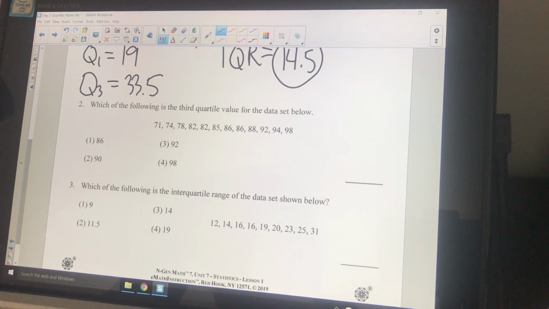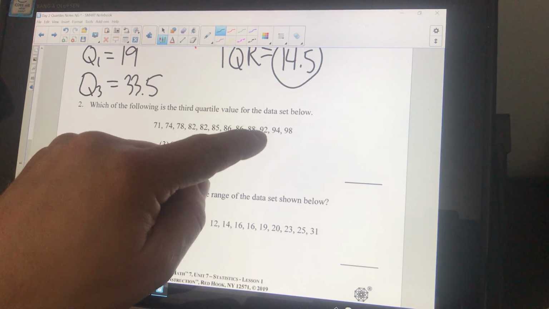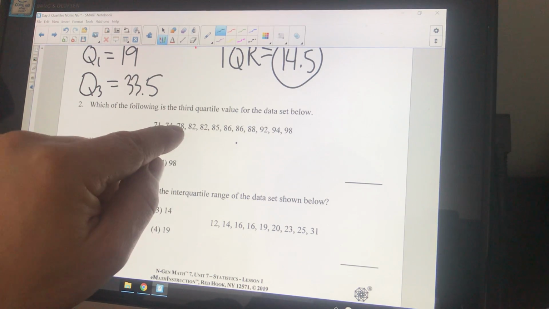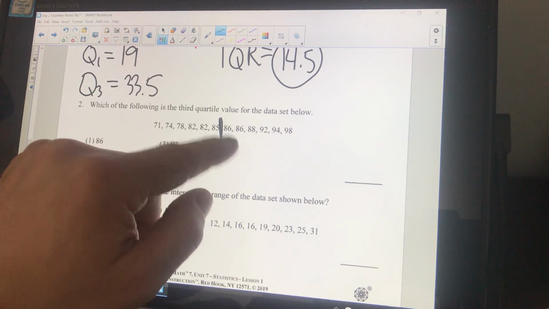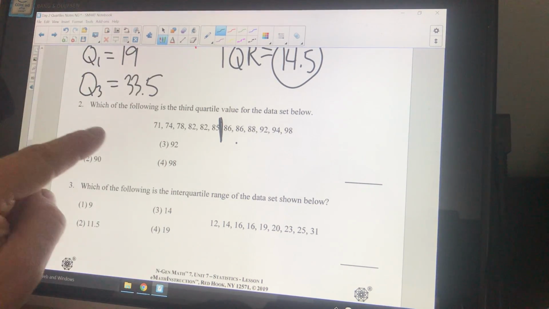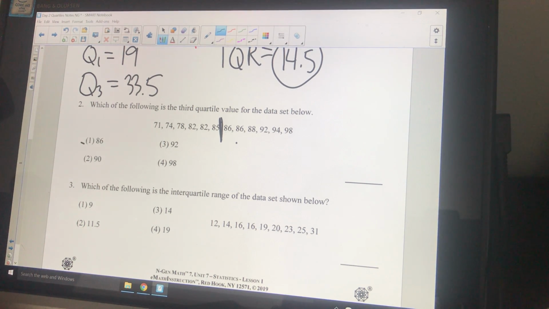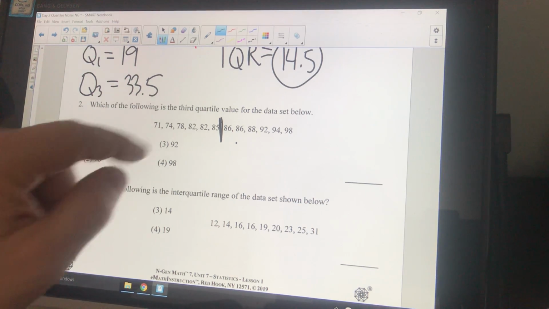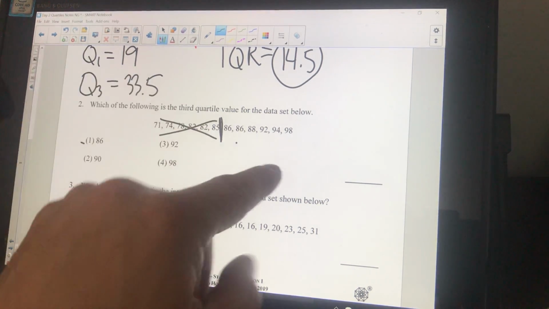Number 2, which of the following is the third quartile value for the data set? Okay, so let's just do the same thing. 1, 2, 3, 4, 5, 6, 7, 8, 9, 10, 11. There's 12. So 1, 2, 3, 4, 5, 6. And between the 6s and the 6s, yep, it's going to be 85 and 86. So I know that 86 is probably not going to be the third quartile. The first quartile would be down here on the bottom, so we don't need to know the lower one. I'm looking here in this upper one.